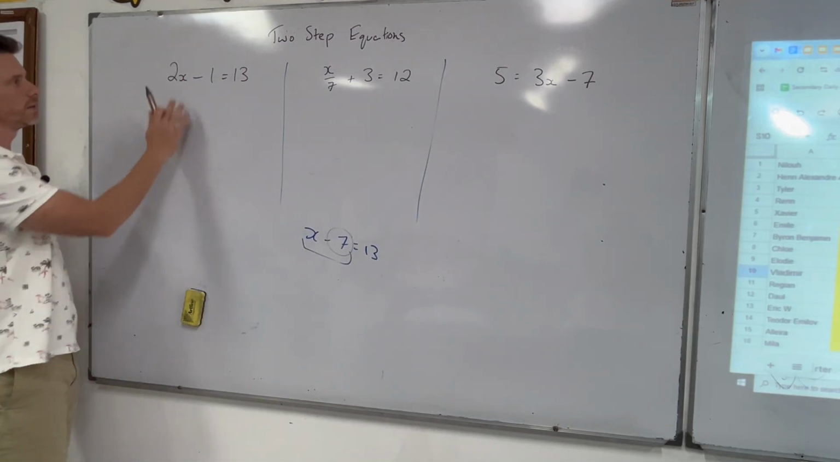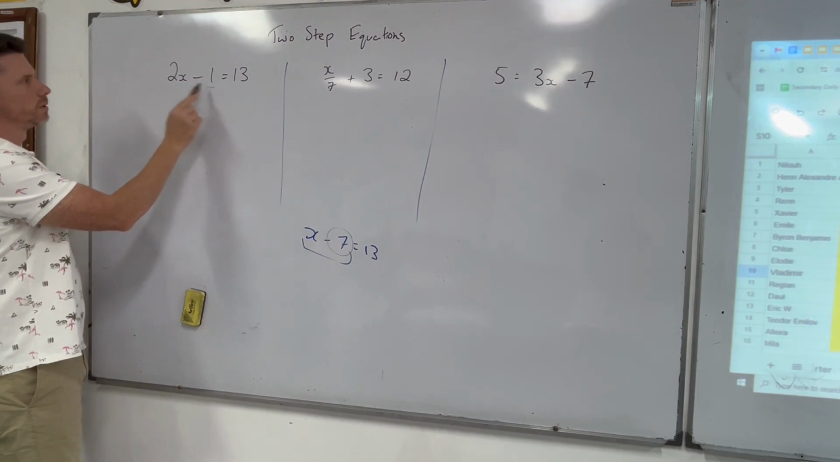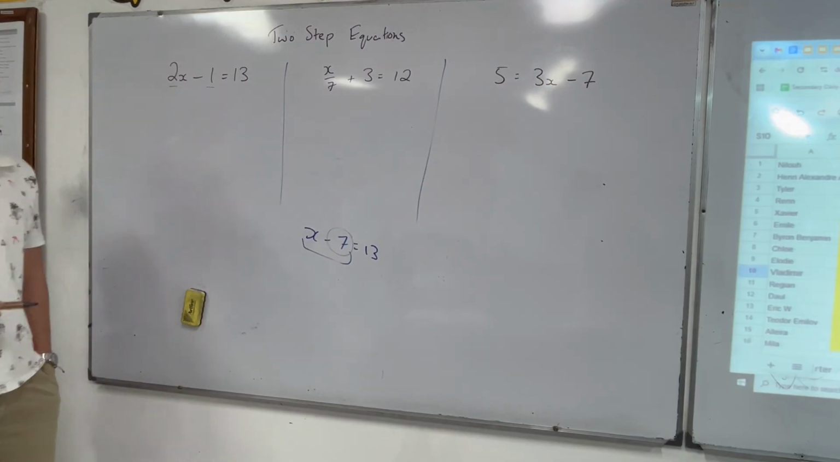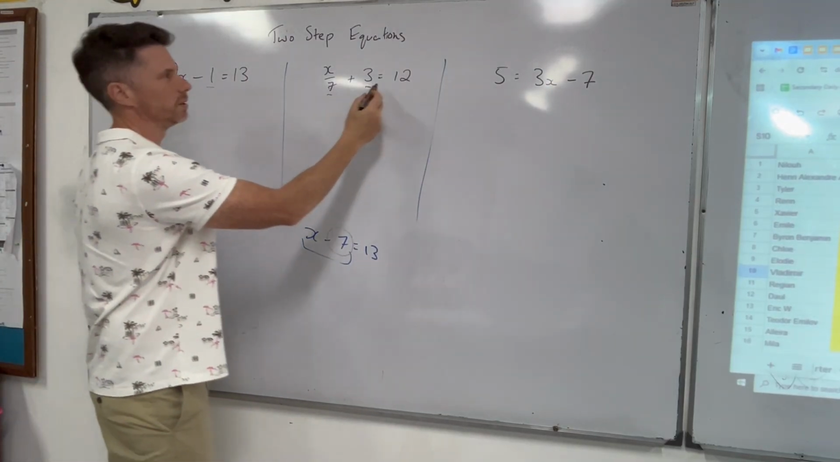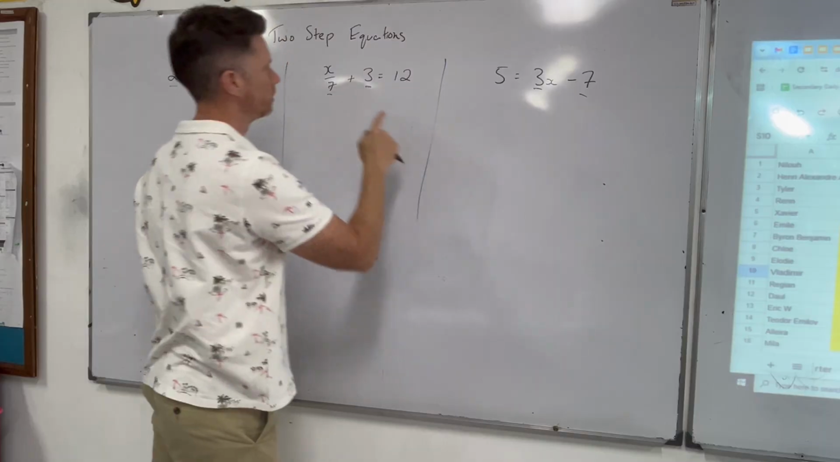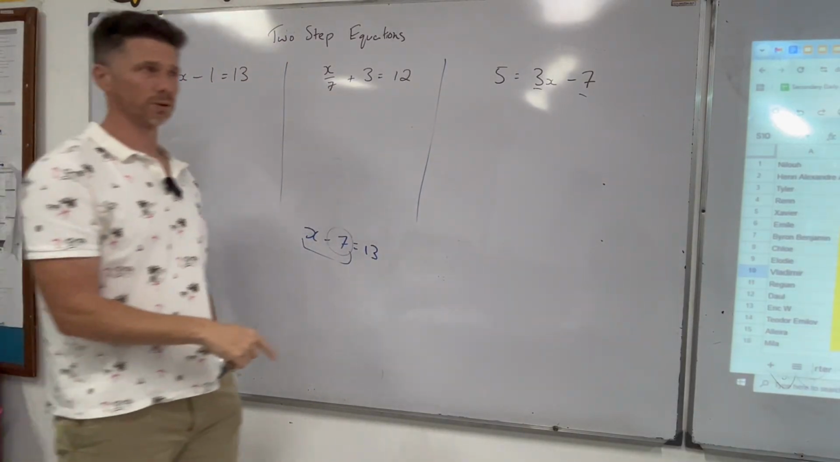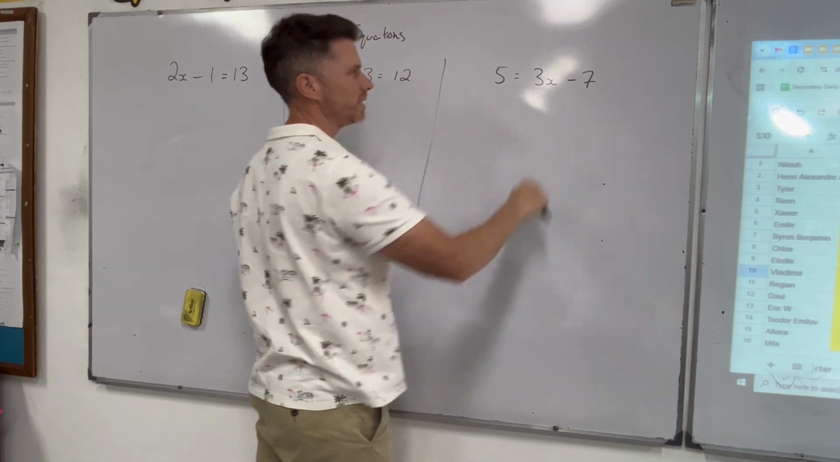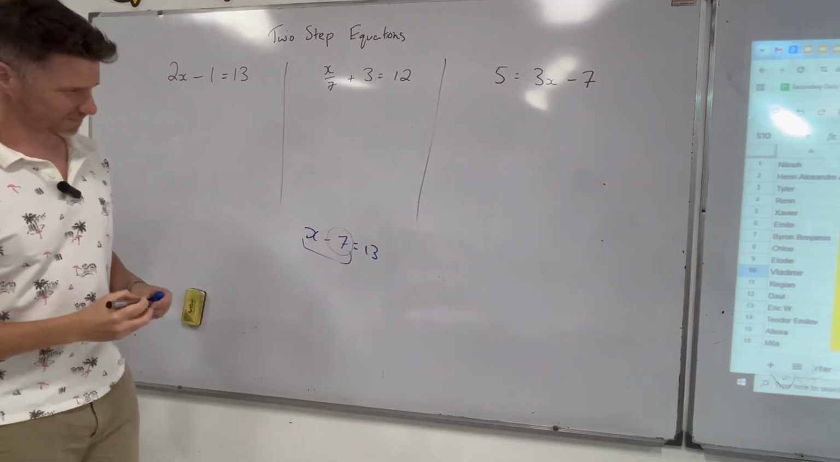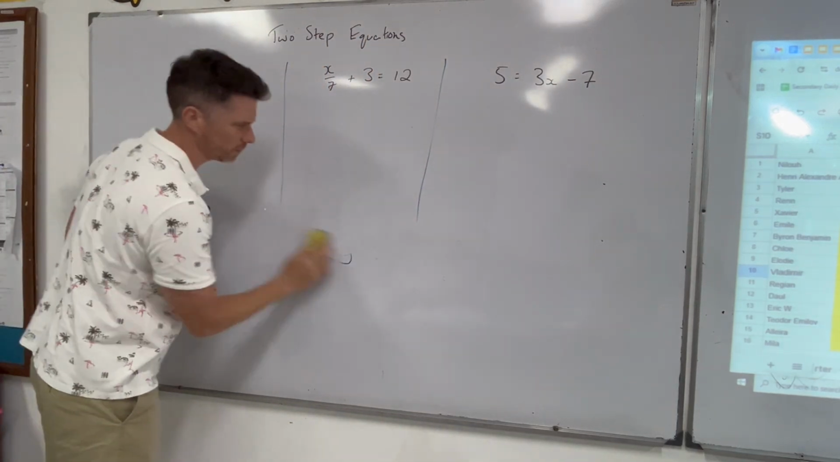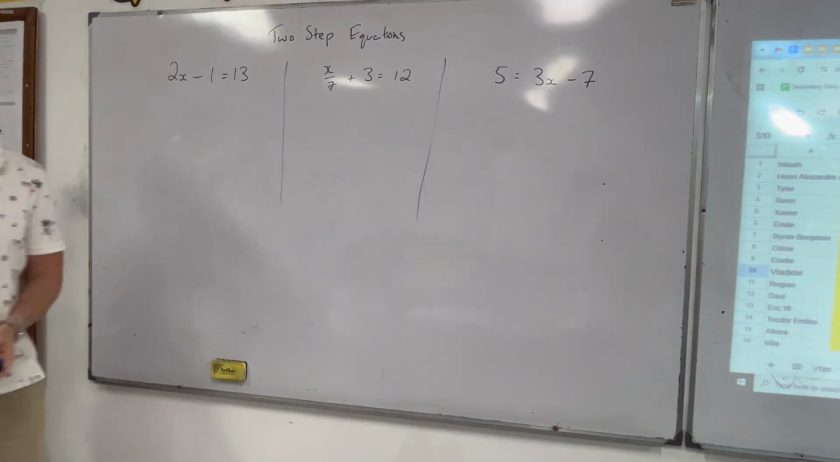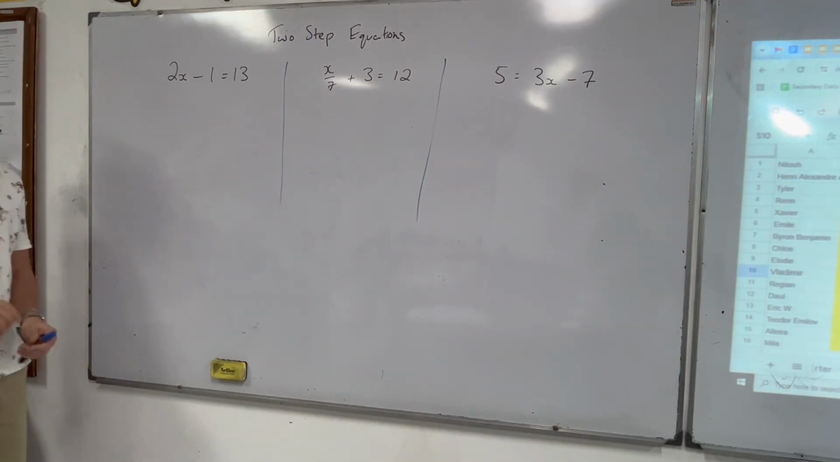Now, on the side with the x, we have two numbers: 2 and minus 1 here. We got 7 and 3 here, and 3 and 7 here. So there's two numbers on the side, so we've got to get rid of two things in order to find what x is. So it's less intuitive now, it's less obvious what the answer to some of these questions is.